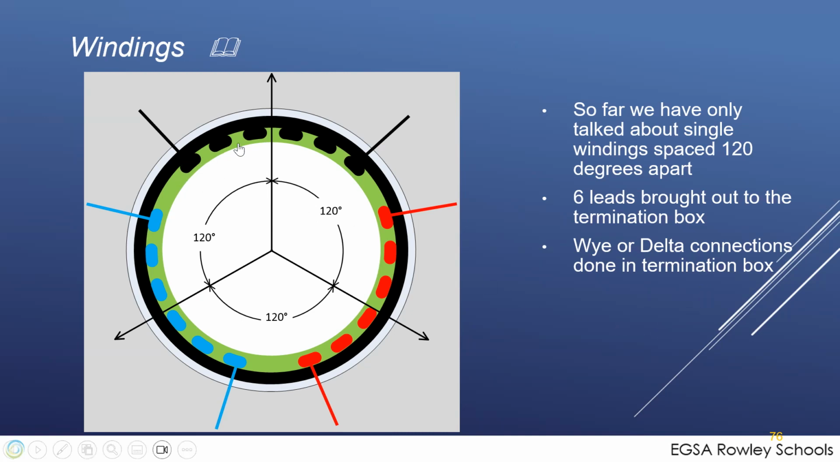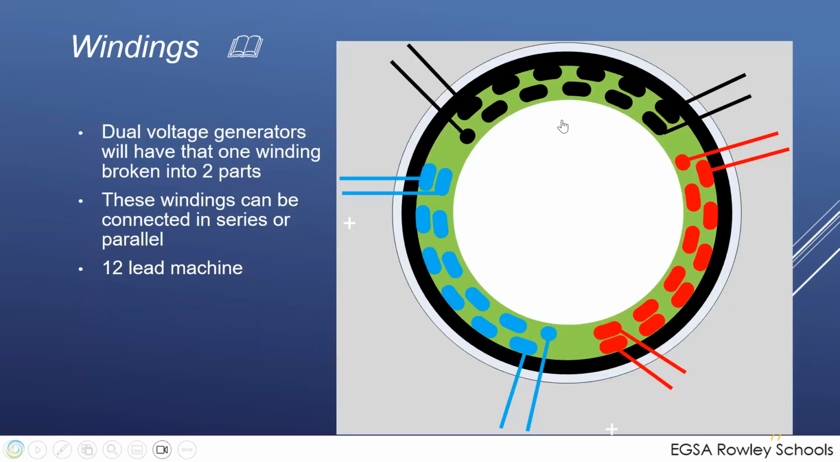But if we took these black windings, let's say, and split them in half and brought them out halfway through, we could end up with a dual winding like this. The same number of turns, it's just that the windings are brought out halfway through, so we can have a 12-lead machine now. You can put them in a series or parallel combination to get your dual-voltage machines. So you can have your 240/480, you can have your 208/120, but by reconnecting these windings together, you can get different voltages out of it.